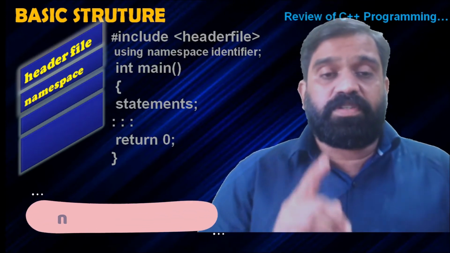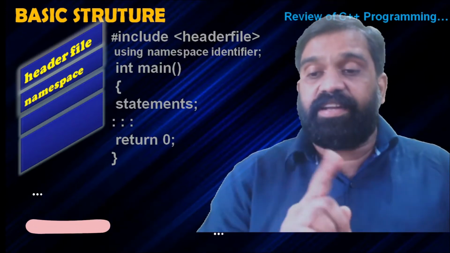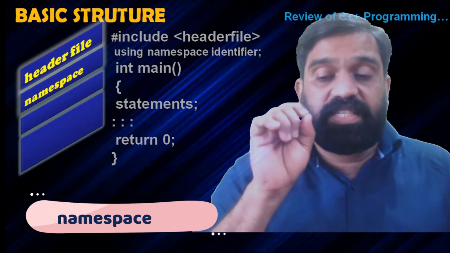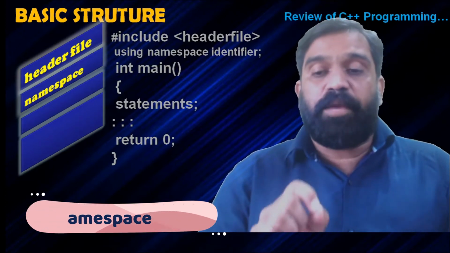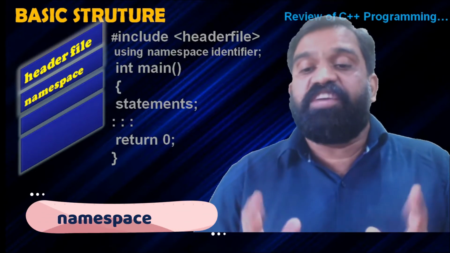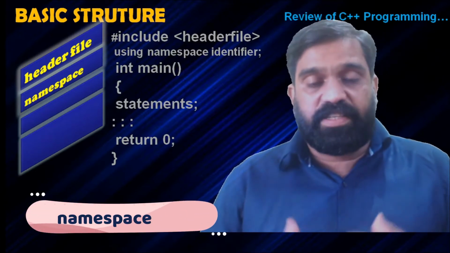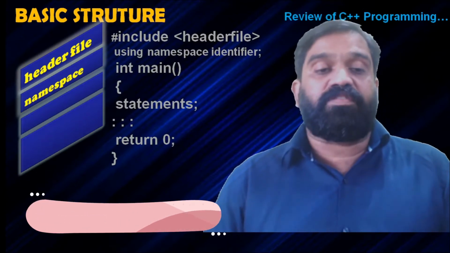In C++, std is an abbreviation of standard, and it is the standard namespace in which cout and cin are defined. So if you want to use cin and cout, we have to use the namespace std.